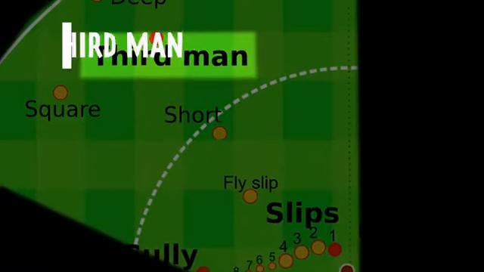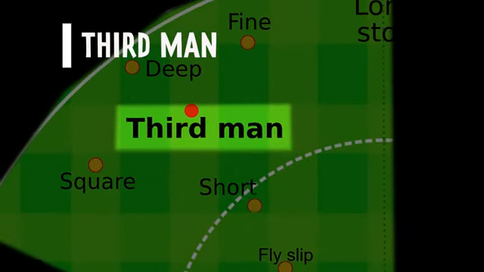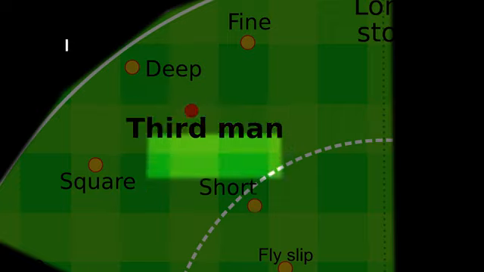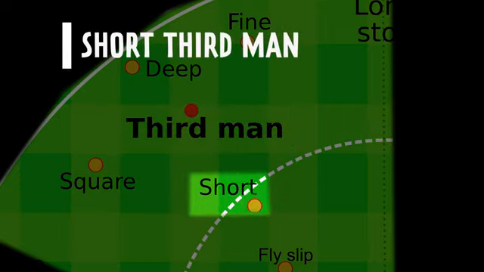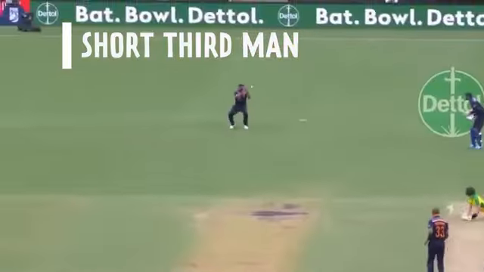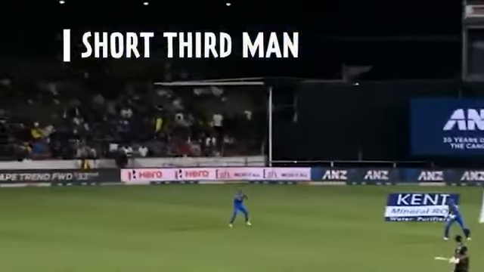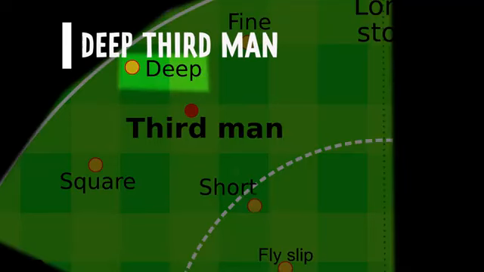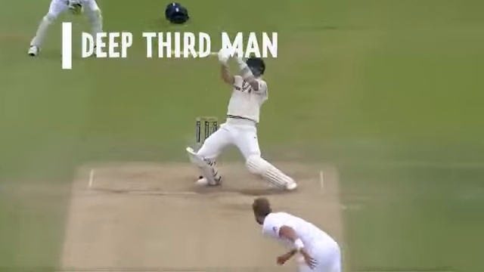This is the third man position, which is generally placed at the 45-degree angle to the batsman. If third man is placed on the 30-yard circle in the same line, then it's called short third man. Whereas if he is placed at the boundary, it will become deep third man.